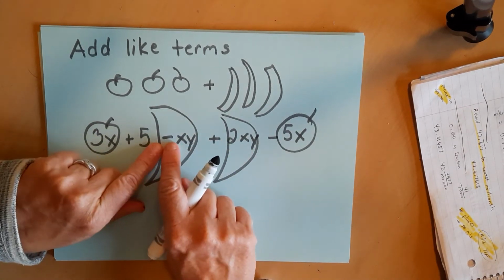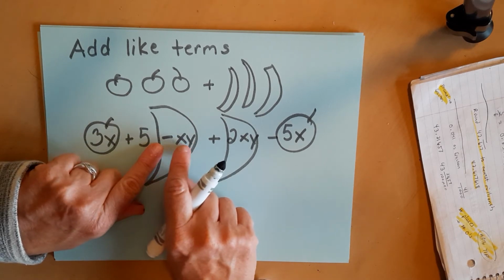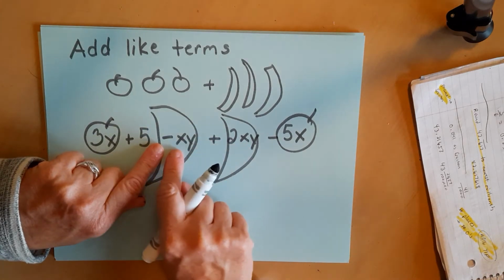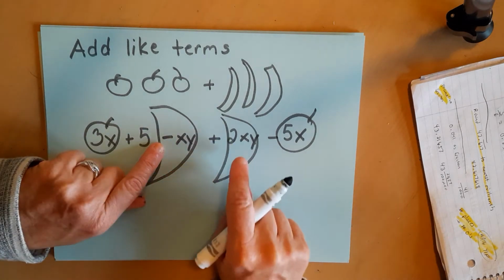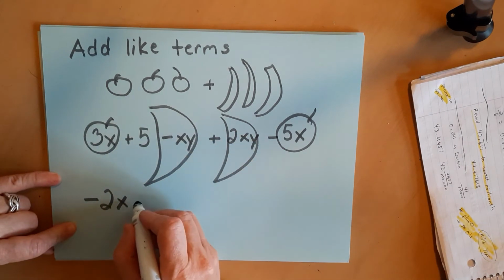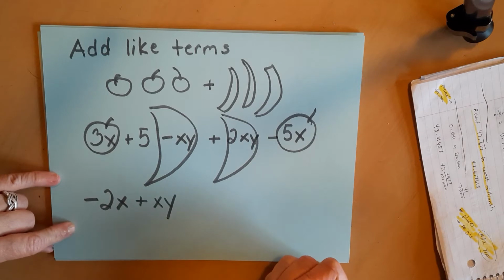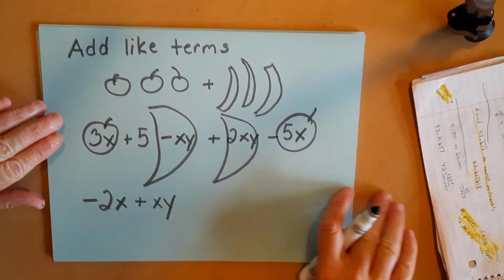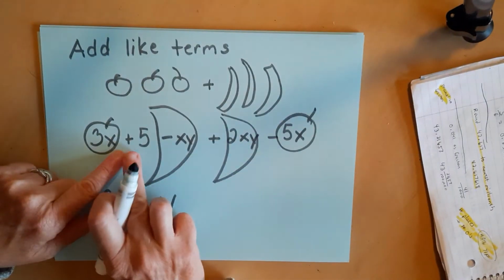Here we have minus xy, which is the same as negative 1xy, and we're adding 2 xy's. So if we're at minus 1 and we add 2, we're going to end up at positive 1. So negative xy plus 2xy is a positive 1xy, which can also be written simply as xy. So that's as simple as you can make that. So we've taken care of both of the apples, and we've also taken care of both the bananas. Now we only have this plus 5 left.